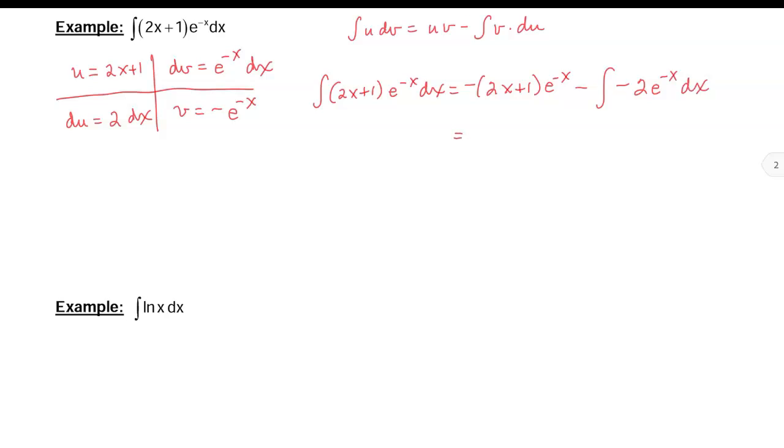So this is negative 2x plus 1 e to the negative x, and it's going to be plus 2 times the integral of e to the negative x dx. And notice how I pulled out the negative 2, and I can just easily look at e to the negative x in order to find the antiderivative. So I'm rewriting the first term, and the antiderivative of e to the negative x is negative e to the negative x. So it'll be minus 2 e to the negative x plus c.